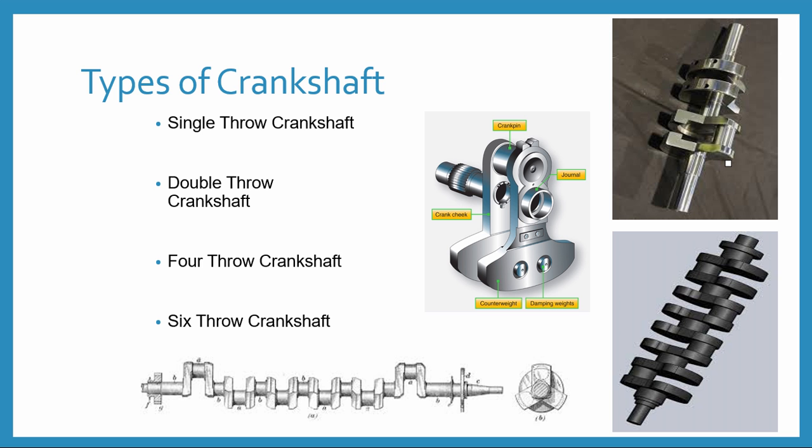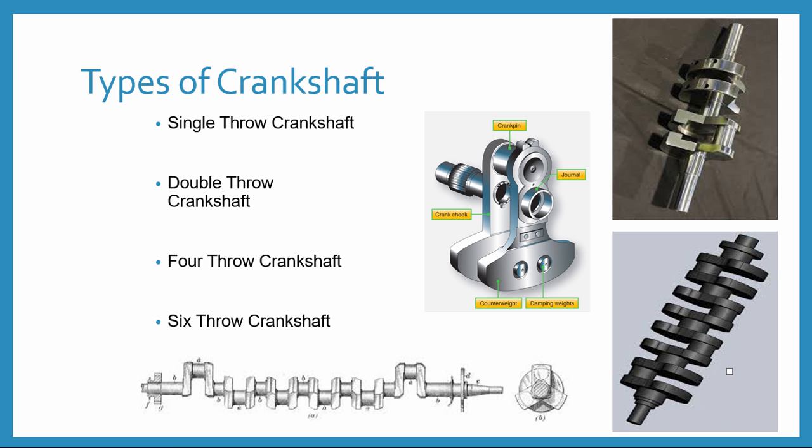As we are talking about the 4-throw crankshaft, it has 4 crank pins which connect 4 connecting rods as well as 4 pistons. So that's why it is used in a 4 cylinder engine. And the 6-throw crankshaft has 6 crank pins, where 6 connecting rods and 6 pistons are fitted. So that's why it is used in a 6 cylinder engine.